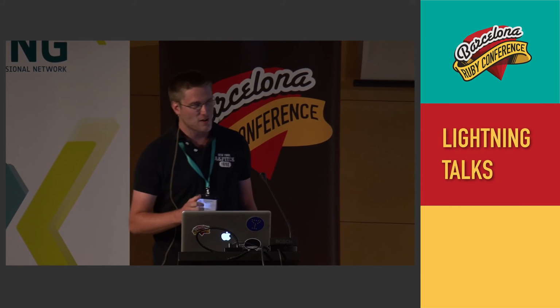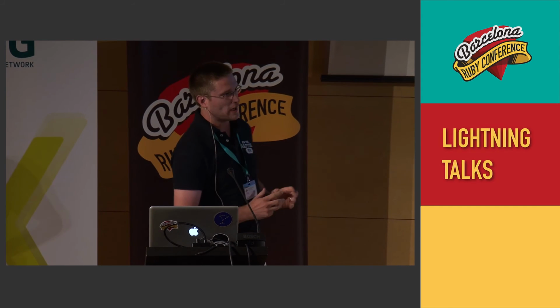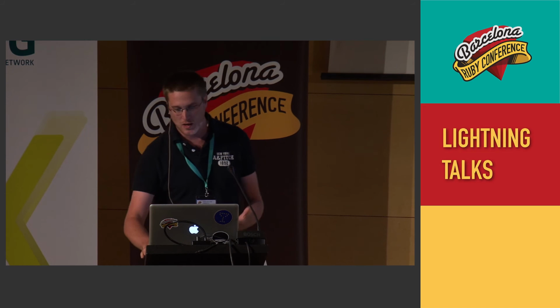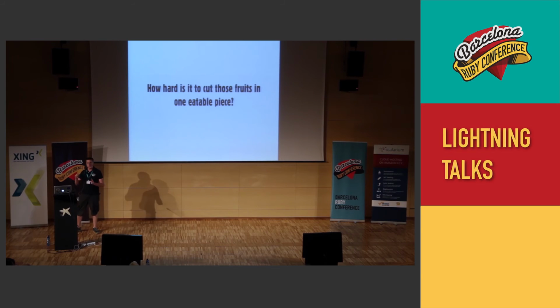Okay. So after that great introduction, I would like to introduce you to one of the practices we use in Agile teams. And I'm going to do a small exercise because I know that you guys like to raise hands. So how hard is it to cut those fruits in one eatable piece? By eatable piece, I mean something like a cube of 1 centimeter each, and something you can put in your mouth without removing anything and start to chew.